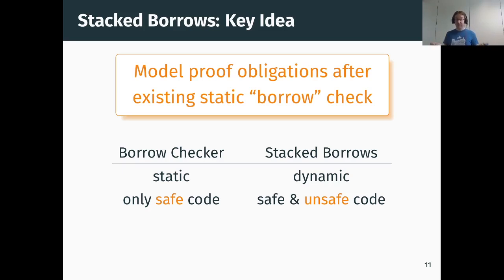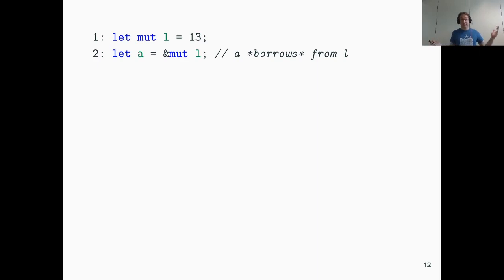So to understand how stack borrows works, we're going to start by looking at how the borrow checker works. Here's a small example of that. We have here a mutable local variable L, initially with value 13. And then in the next line of the program, we create A as a reference to L. Now in Rust, we are thinking of local variables like L as owning the memory that they are storing the value in, the 13 here. And then we are thinking of these references that are being created, like A, as temporarily borrowing that ownership.